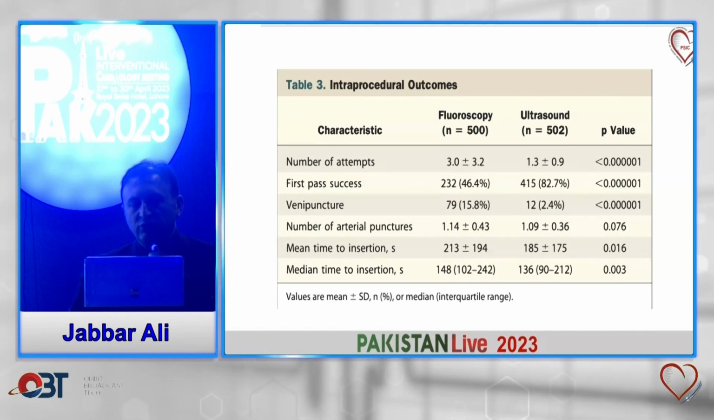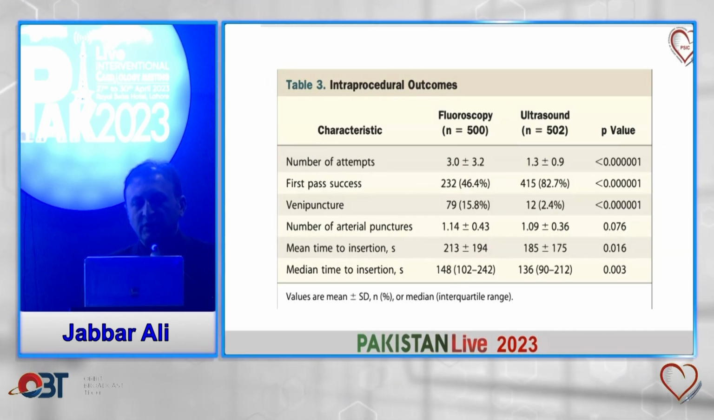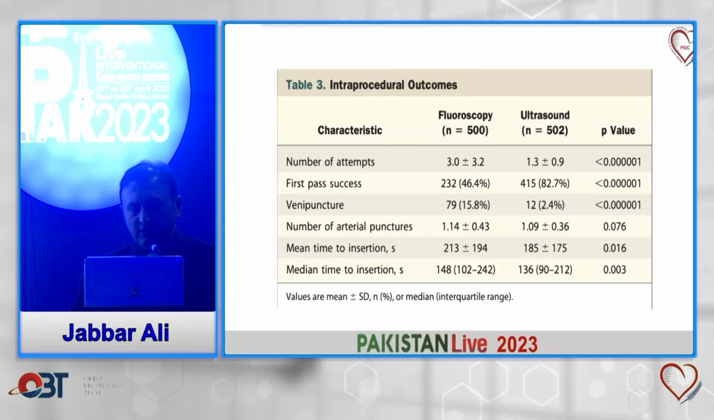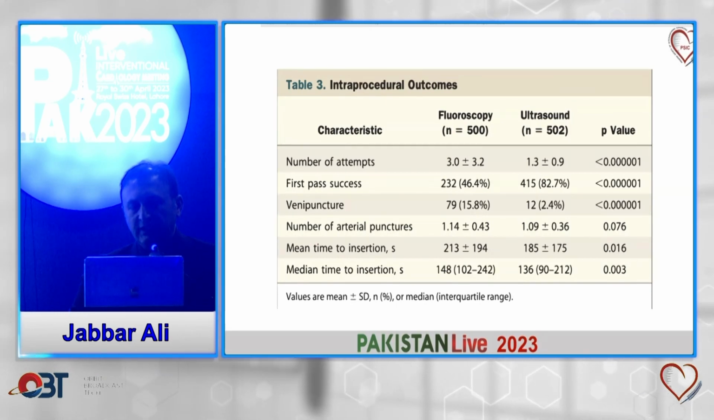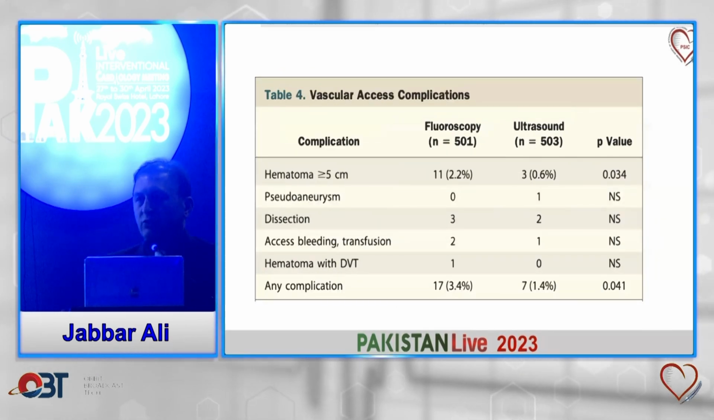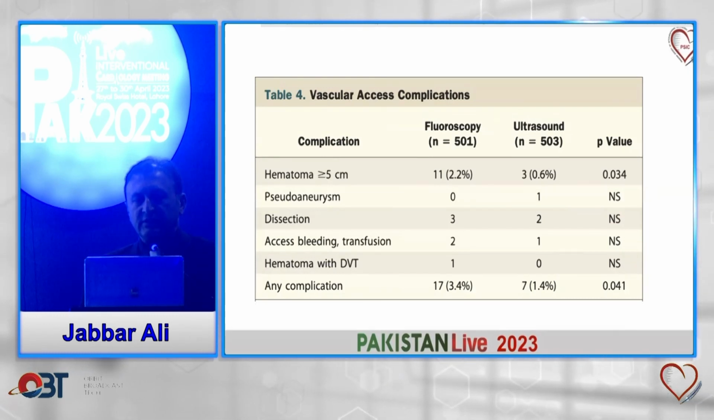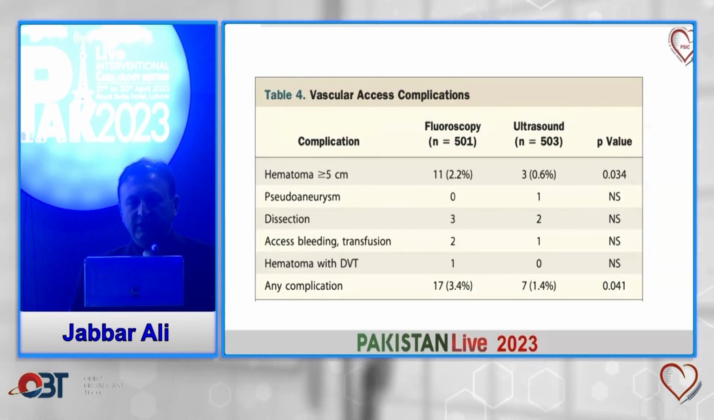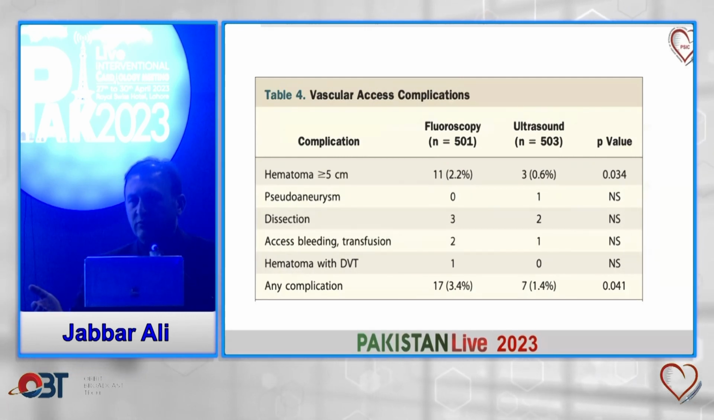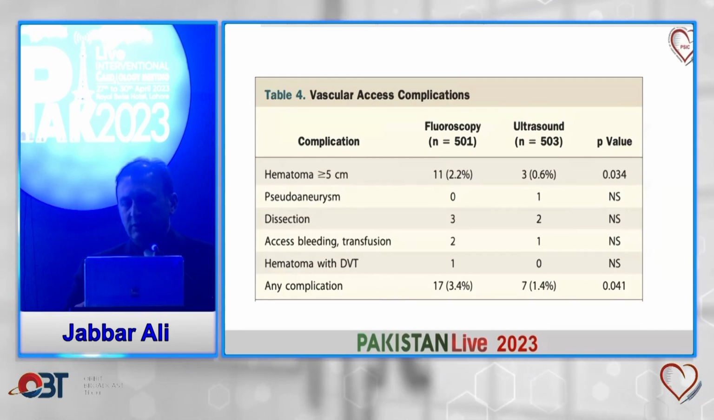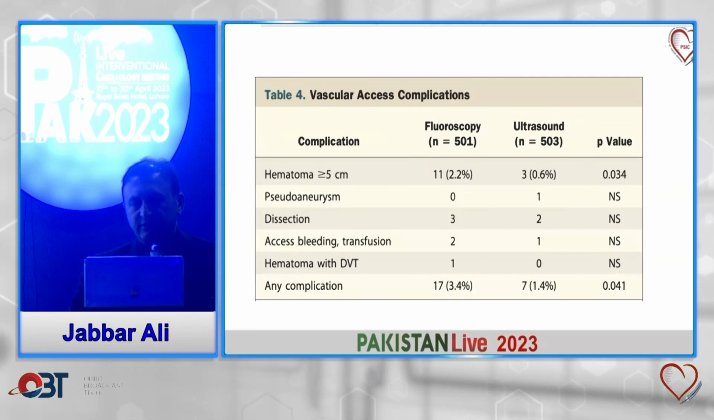First pass success was more. There was less venipuncture, and the number of arterial punctures was more. Mean time to insertion was less with ultrasound use. Median time to insertion was again less. Hematoma more than 5 centimeters was less. There was less pseudoaneurysm, dissection, access site bleeding, hematoma, and DVT. These were less seen if ultrasound was used for femoral access.